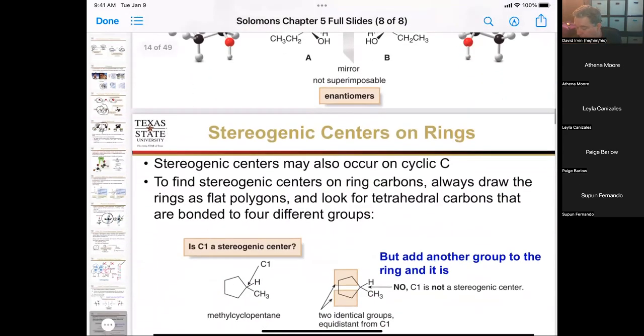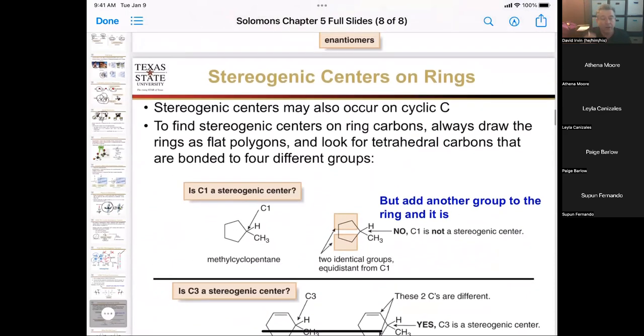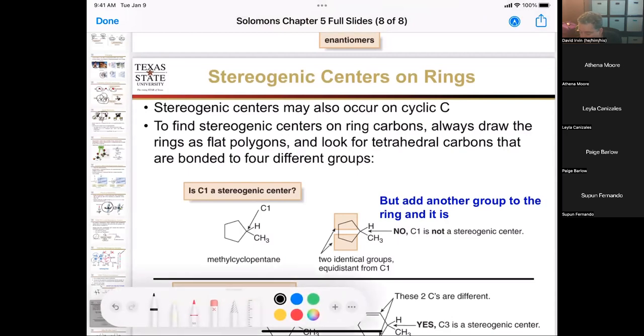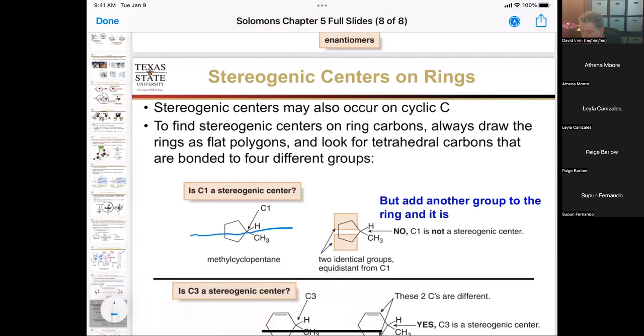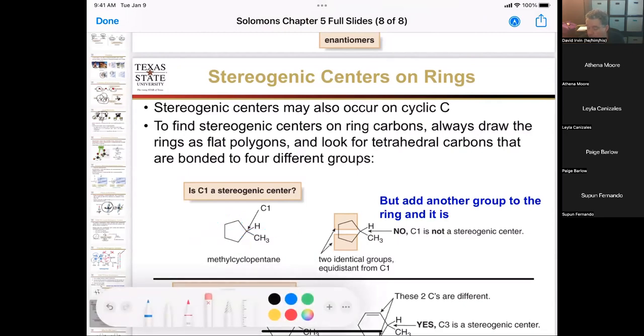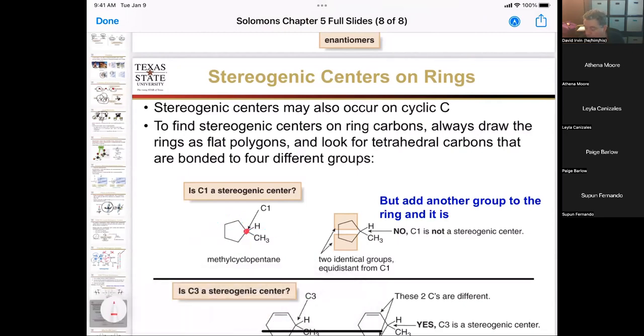So that being said, what if you draw something and you say, oh, this seems to have 4 different things on it, but it doesn't. This happens in rings a lot. You have to double check your rings, because this looks like a stereogenic center right here, but if you were to draw a mirror right here, this half and this half would look the same. In fact, if you tried to figure out which side's different, you would start out with this carbon saying, okay, we have this carbon here.